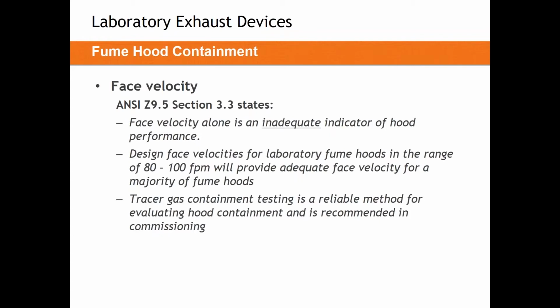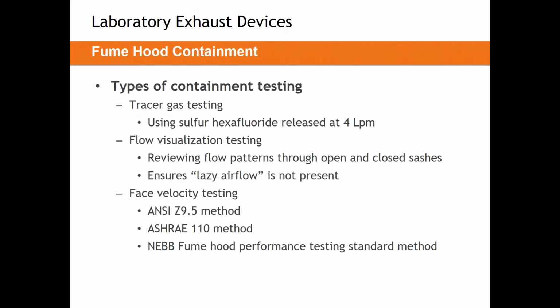But the real answer for a fume hood, what is the right face velocity? The right face velocity is whatever will provide containment for the hood. Meaning, as long as we pass a tracer gas test, a face velocity test, and a flow visualization test, it doesn't matter what you pick. So a proper fume hood containment test will include 3 parts. It's not one individual part, it's all 3 of these. You can do tracer gas testing, you can do flow visualization testing, basically using smoke pens or smoke generators to watch where the flow goes, or you can do face velocity testing.